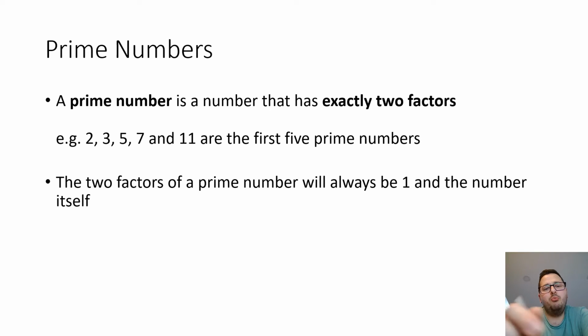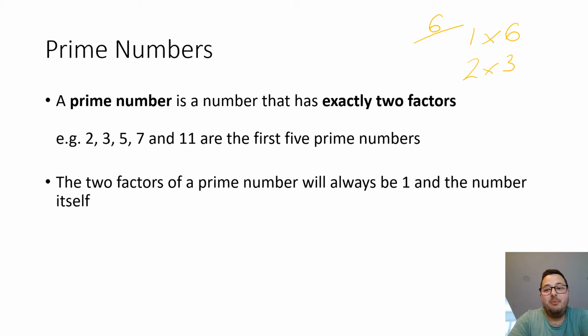So let's pick another number within these that isn't prime. For instance, 6 would not be a prime number. If we think about the factors of 6, we've got 1 times 6, so those are 2 factors. But then we've also got 2 times 3. So it's not prime because this number has 4 factors instead of 2.